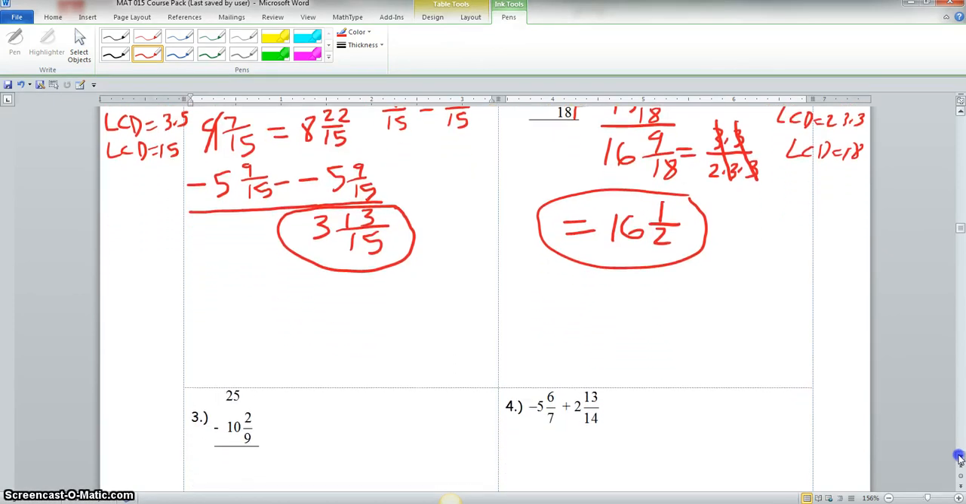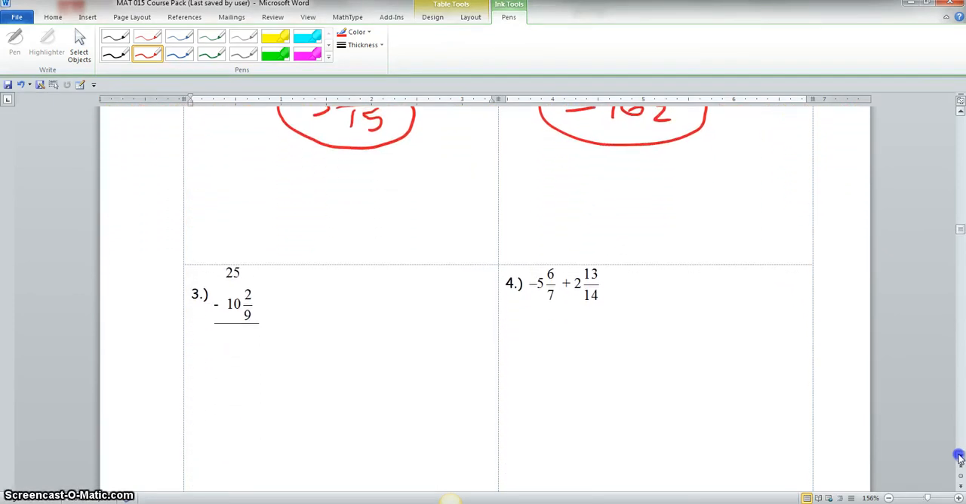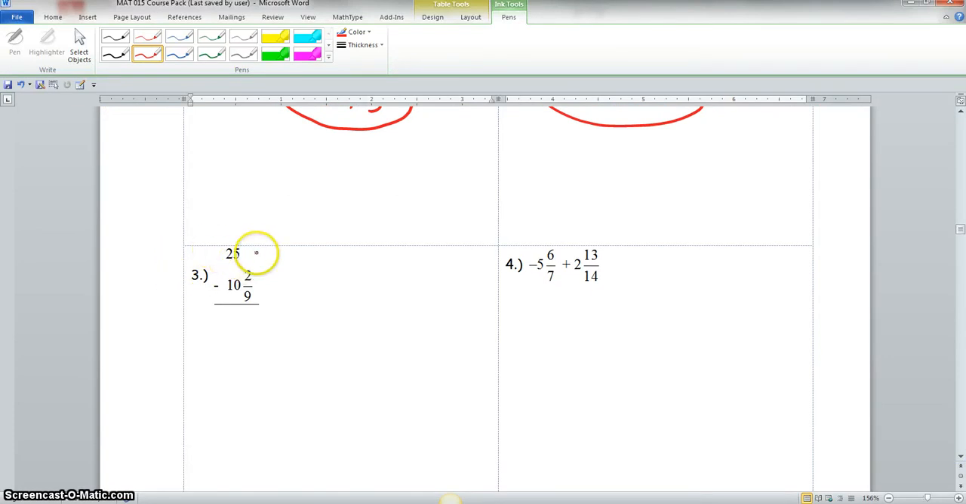Now we scroll down here to the next problem, which is 25 minus 10 and 2/9. Now, if you notice here, this doesn't have a fraction.